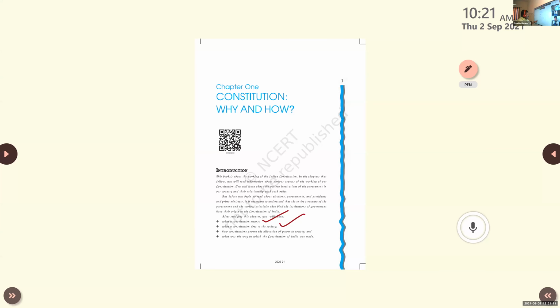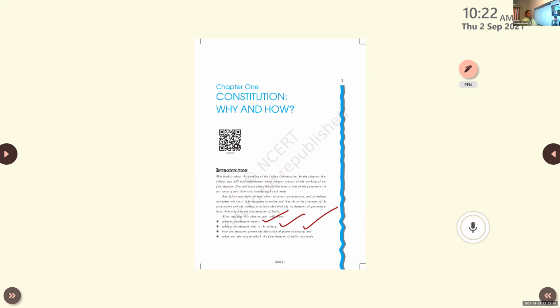Next, how constitutions govern the allocation of power in society. Power is distributed among the different levels and organs of the government. At the same time, people also have rights to participate in decision making. The powers of each level and organ of the government are mentioned in the constitution, and how they exercise these powers is also mentioned. The constitution regulates these organs and levels of government.